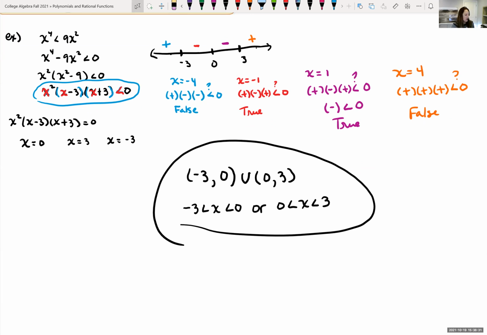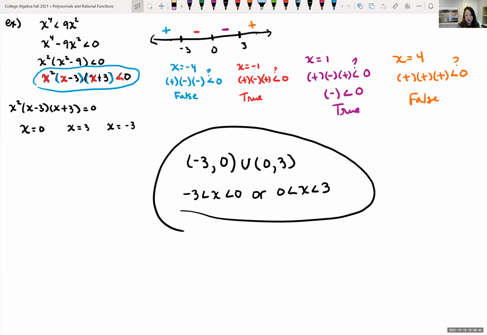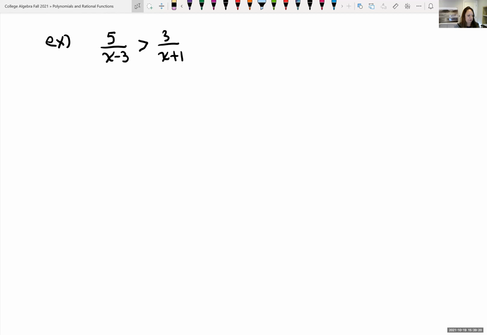So we'll look at one more example from this section, and then we'll take a break, come back, and jump into the next section. So one more example, let's look at one which is a rational inequality. So our next inequality is 5 all over x minus 3. This is greater than 3 all over x plus 1.